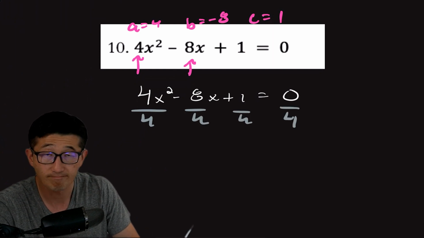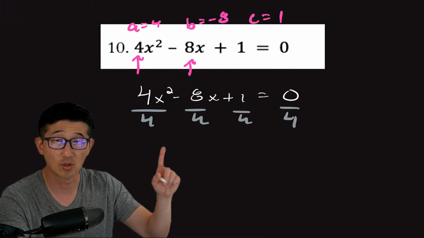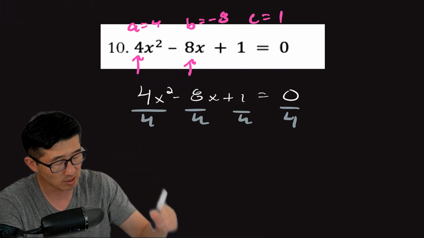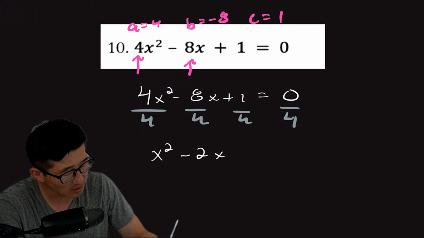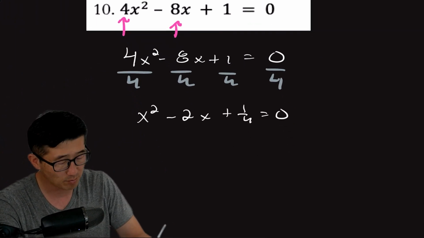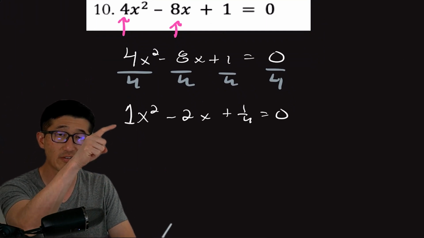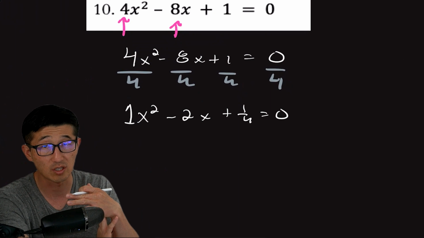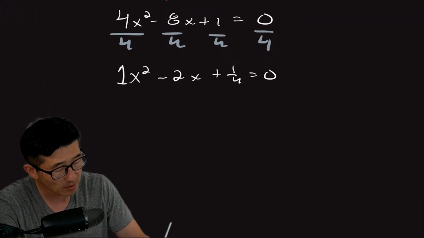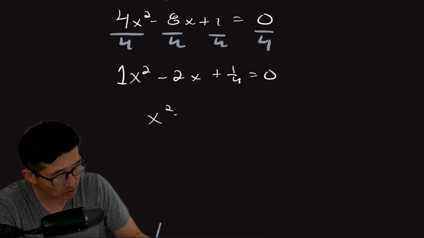See it? And so notice right here what's going to happen. This is going to become just x squared minus 2x plus 1/4 equals 0. And now, because you have a 1 in front of x squared, now you can do your complete the square just like the way you did the other problems. So again, you should know this now.